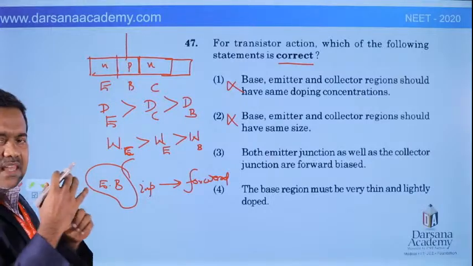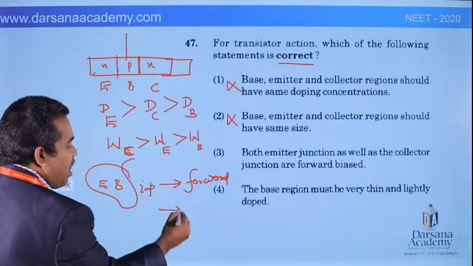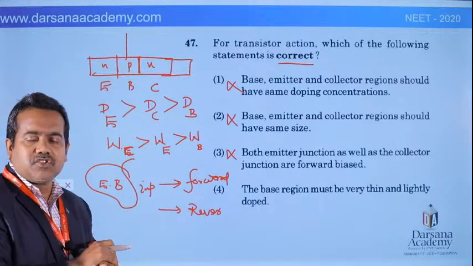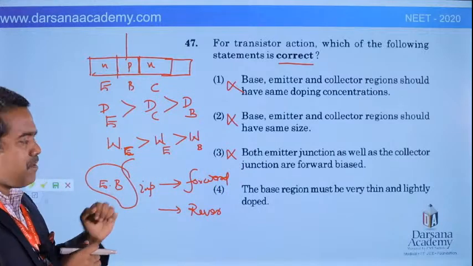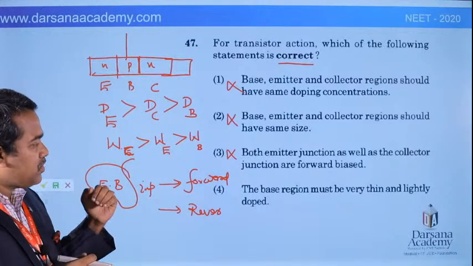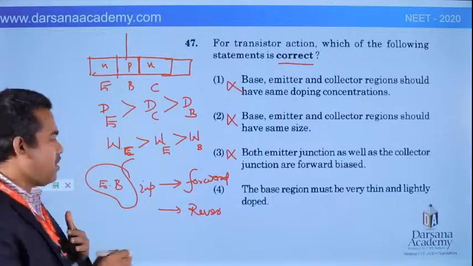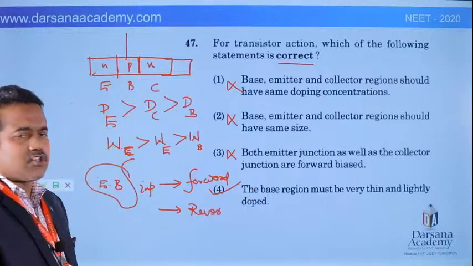So, and hence that collector junction is always reverse biased. So that statement is wrong. So the answer should be 4. The base region must be a very thin and lightly doped one. So the 4th one is the answer.